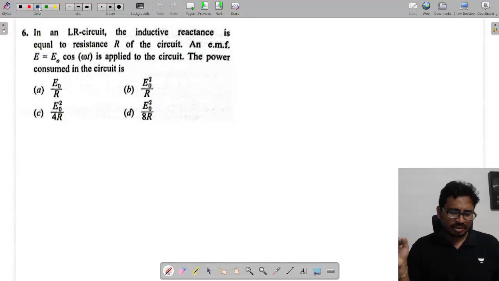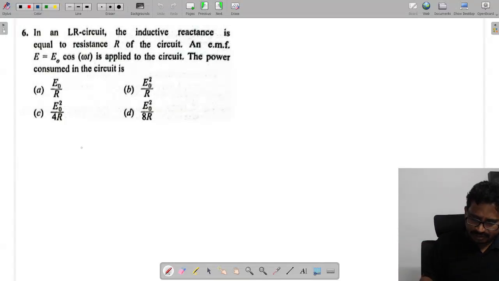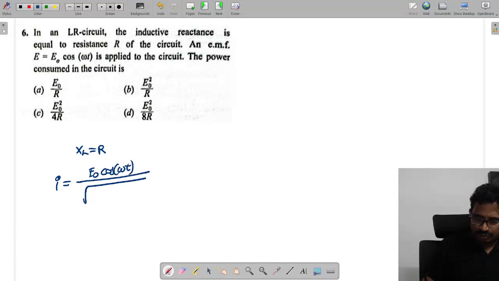In an LR circuit, the inductive reactance is equal to R of the circuit. Okay, they are saying that XL is equal to R. That means what will the current be? I is V naught cos omega t by square root of what? R square plus XL square.